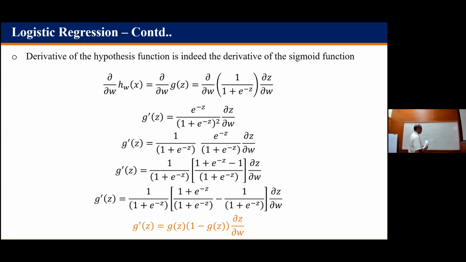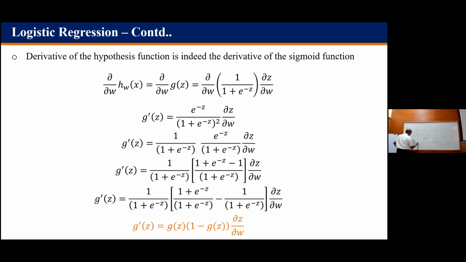Okay. So now this is nothing but 1 by 1 plus e to the power of minus z, into 1 plus e to the power of minus z minus 1 divided by 1 plus e to the power of minus z, into dou z. Sir, why all this struggle? No, there is beauty. Again, I'm getting 1 minus 1 by 1 plus e to the power of minus z is nothing but g of z. Okay, so finally, it's very simple.